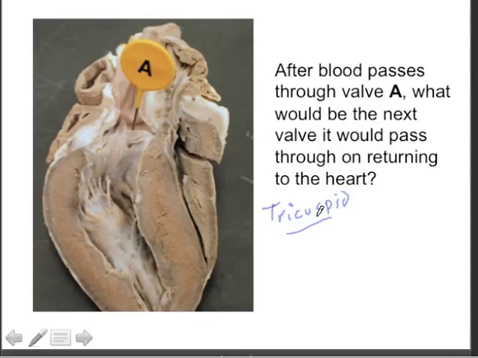Because what's happening here? The blood is passing through valve A, all right, and valve A is essentially leading out of the left ventricle. What will happen next is it will head out to the body where oxygen will be used up. It'll end up back at the heart in the right atrium. Right atrium is going to pump the blood through the tricuspid valve into the right ventricle.